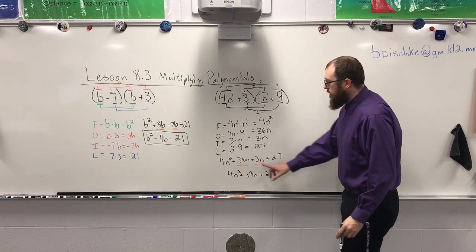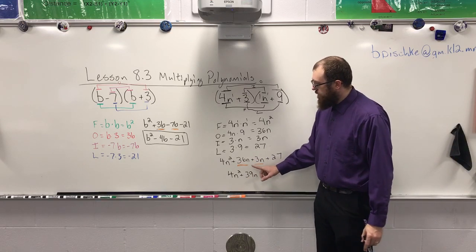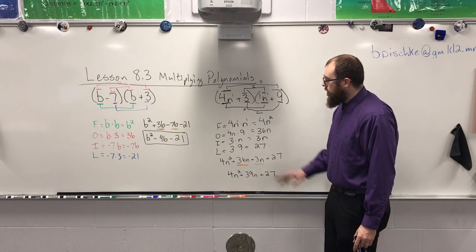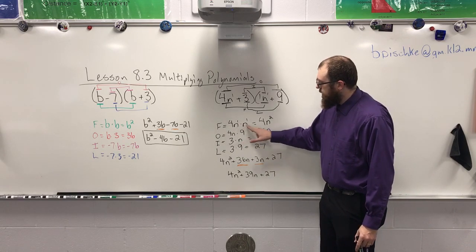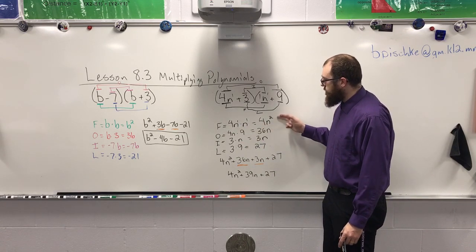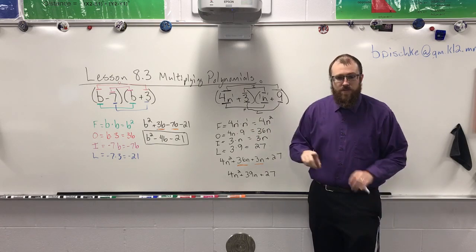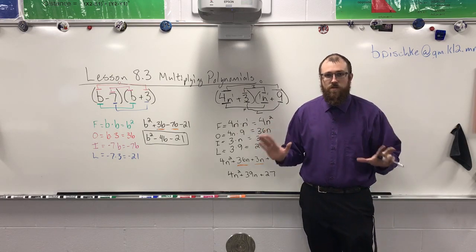Again, remember, when you add n's together, you only add the coefficients. 36 plus 3 is 39. When you multiply n's together, you add the powers. n times n is n squared. It is very important to separate those two concepts.